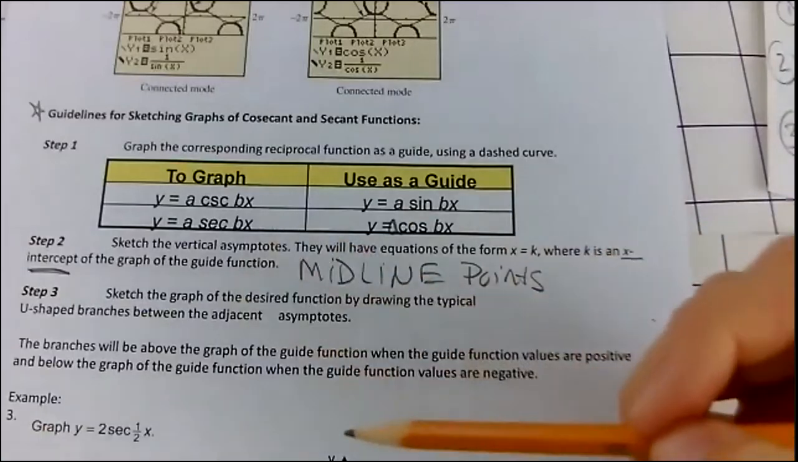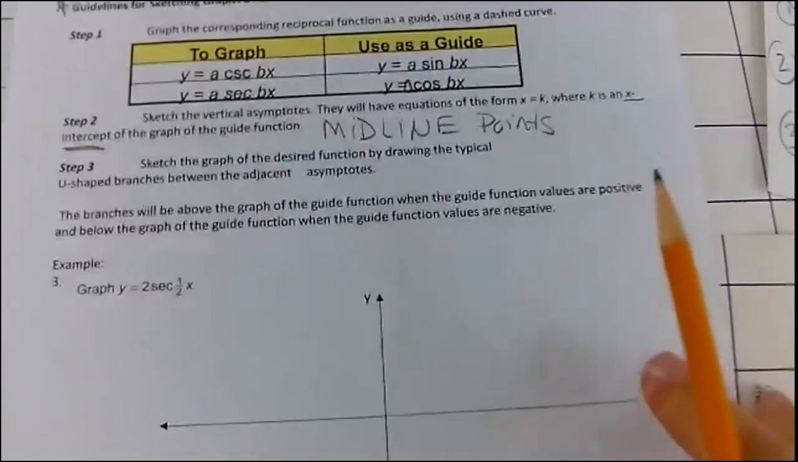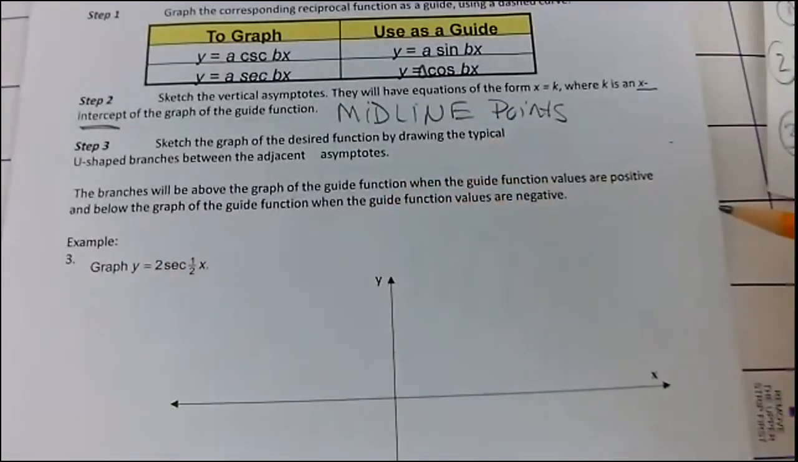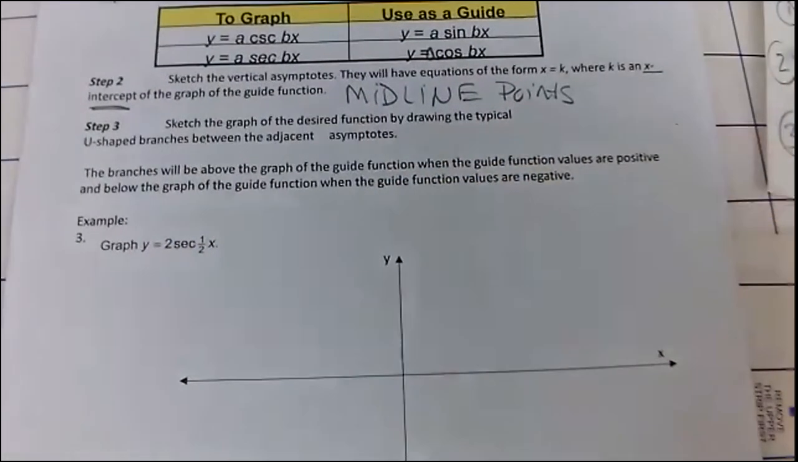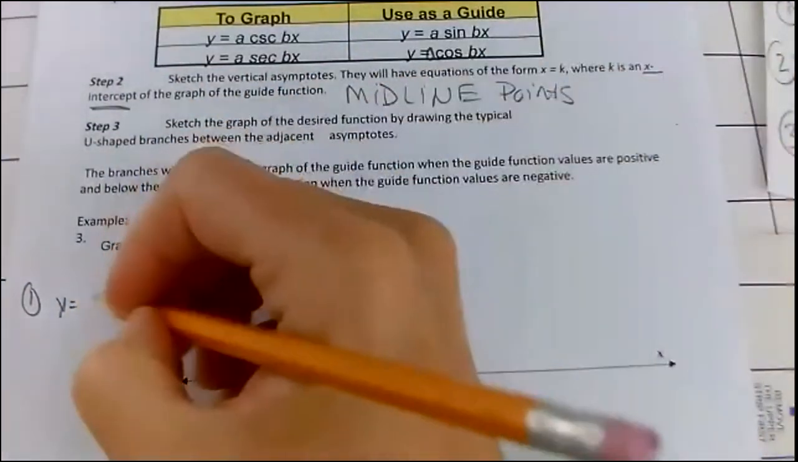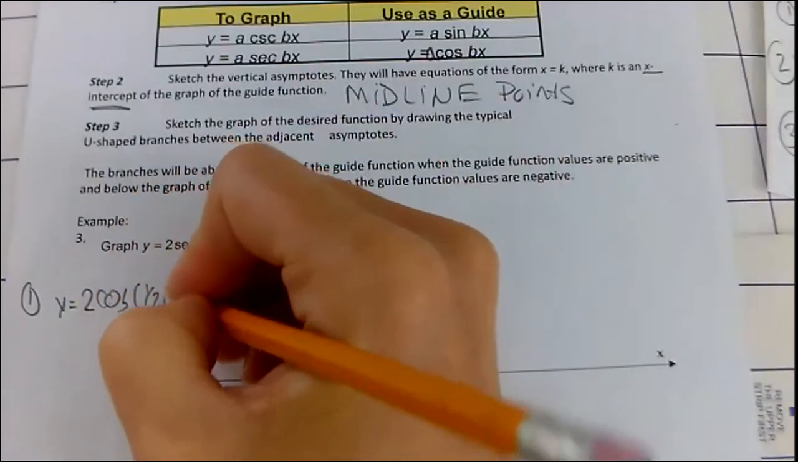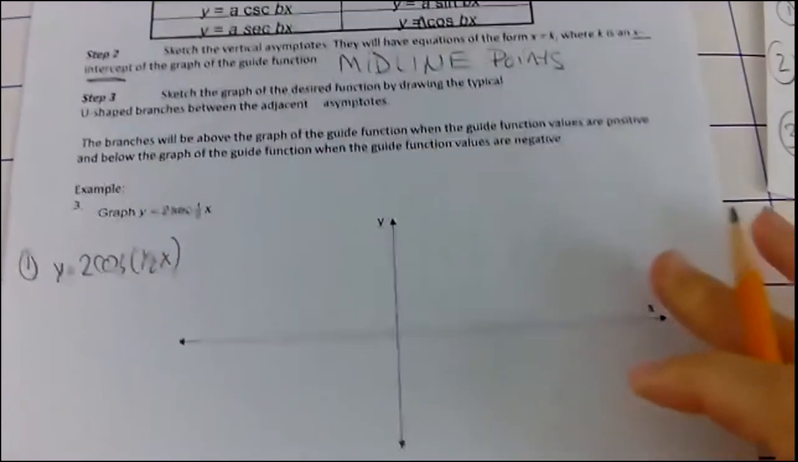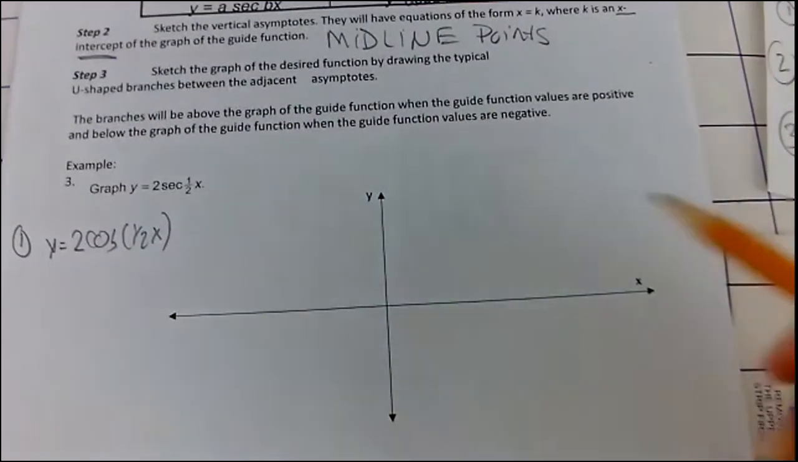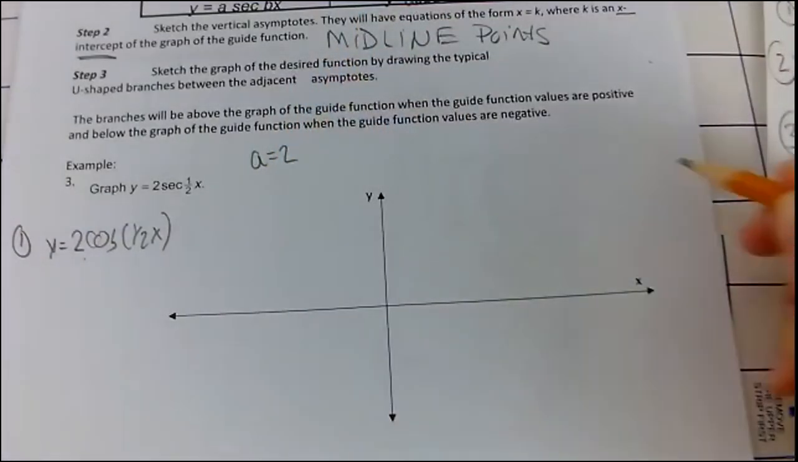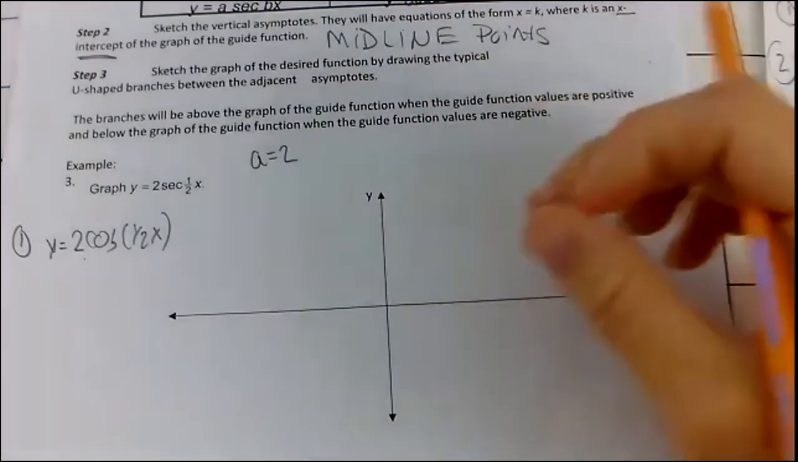So with that, you might get something a little bit more complicated, right? It's the same idea, but now I've got 2 secant 1/2 x. Step 1 is graph the reciprocal function, same idea. So we're going to have y equals 2 cosine 1/2 x. So graph that first, and in order to do that, I ask myself a couple questions. One, I see the amplitude equals 2. That means it's going to stretch vertically 2 units instead of just 1.